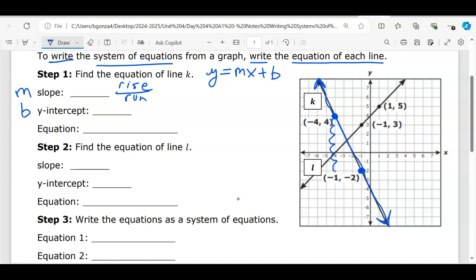1, 2, 3, 4, 5, 6. Does everyone see that starting on the left, it has to go down when I quote unquote rise? So it's weird to say rise down, but it's possible. Just remember, down is negative. It's not just 6, negative 6. And then we always run to the right, like an old Mario game. 1, 2, 3. Down 6, right 3. My slope is negative 6 over 3.